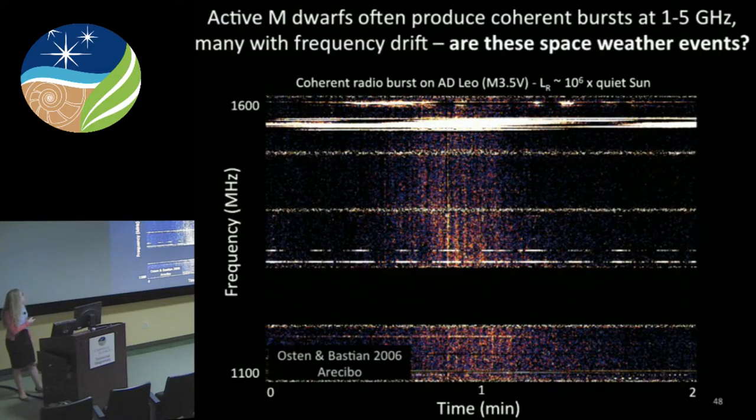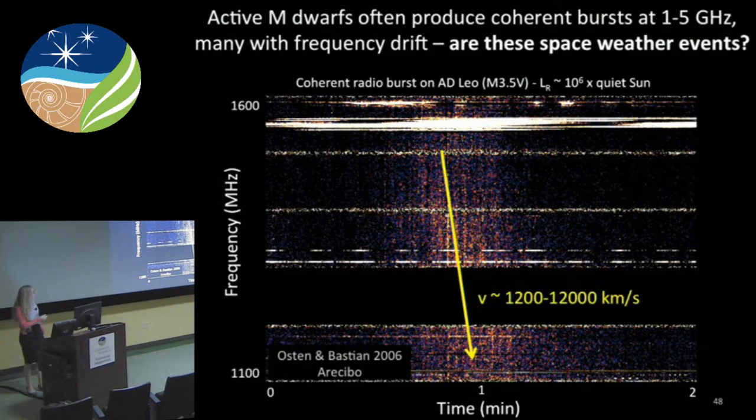Right, motivation. Now, we know that M-dwarfs, which would have been the targets of Starburst, produce bright, coherent radio emission. What we don't know is, are any of those the CME-type events? Here's a coherent radio burst observed on AD Leonis with Arecibo. And this is a million times brighter than the quiet radio emission from the sun. So this is Jansky bright, for anyone who knows radio astronomy units. So easily detectable. And this event does seem to have a downward drift in frequency that, depending on your density model for the star, corresponds to speeds that would be right for an energetic coronal mass ejection.